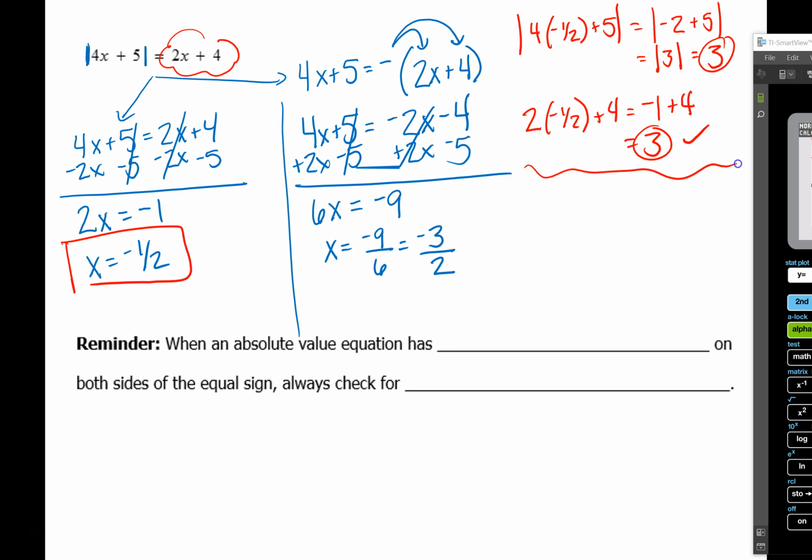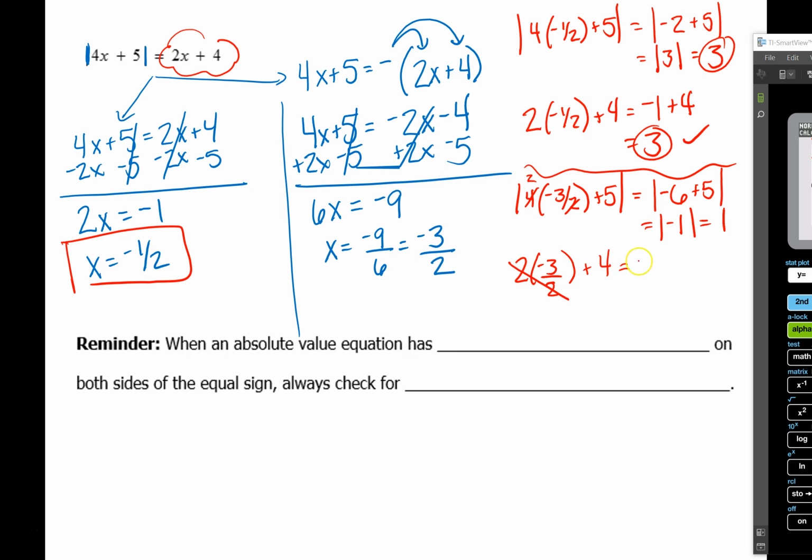which means that's part of my solution set. Let's check the negative case now. We're going to do the absolute value of 4 times my answer, negative 3 over 2, plus 5. So that is going to simplify. 2 times 3 is negative 6, so that's negative 6 plus 5, which means the absolute value of negative 1 is positive 1. And when I plug it in on the right-hand side, 2 times negative 3/2 plus 4, those 2's cancel out, and that leaves us with negative 3 plus 4, which is also positive 1. So because those are the same, this answer checks out too.